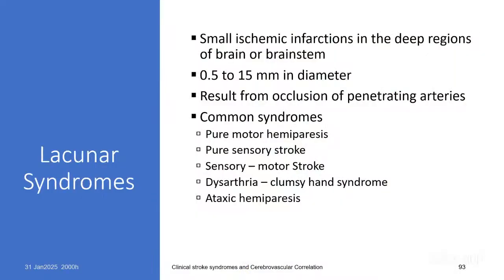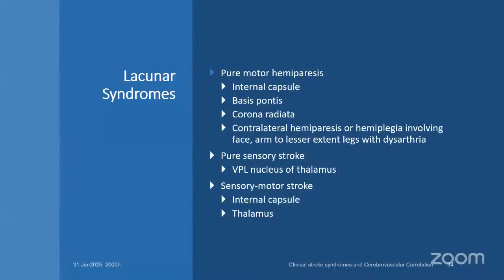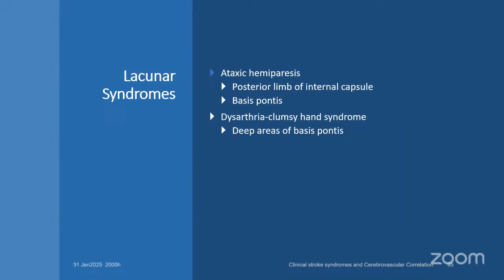And the small part about the lacunar infarcts, which are small ischemic infarctions in the deep gray matter of the brain, 0.5 to 15 millimeters in diameter. They result from occlusion of the penetrating arteries, which I showed you. And these five are characteristically seen: pure motor hemiparesis, pure sensory stroke, sensorimotor stroke, dysarthria clumsy hand syndrome, and ataxic hemiparesis. And these are the important things which we keep coming across in our day-to-day practice.